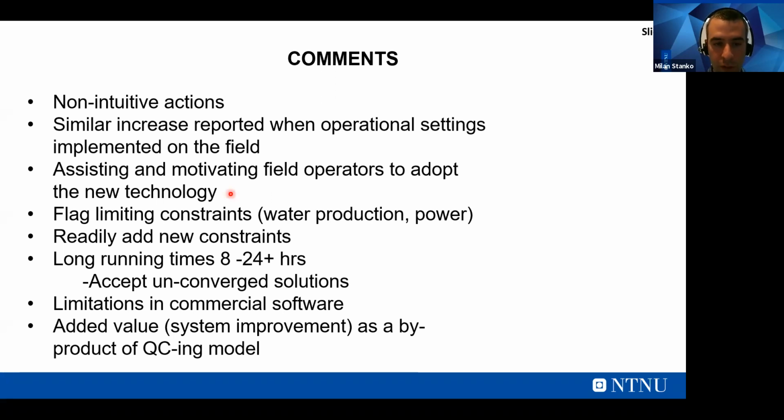Also interesting, they were trying to flag limiting constraints. What things, if you were going to do some investment in the system, if you're going to do some changes, what can you do to make things better? Again, this is something that can be flagged from the optimizer, and you can say, well, if I increase the production capacity, the water handling capacity, then I will have so much more oil, or the power, or you can add new constraints depending on the case you have.